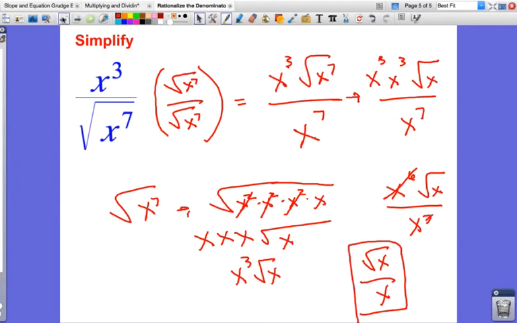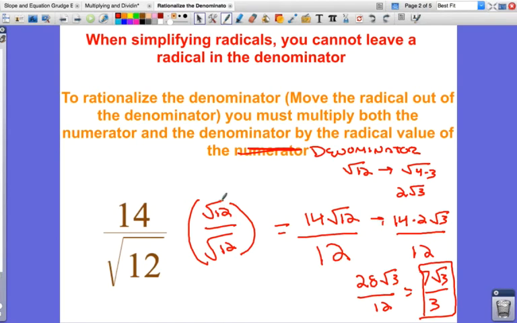Okay, so big thing, you guys, when rationalizing the denominator is just multiply both the numerator and the denominator by the radical value of the denominator. So we're going to multiply by the radical value down here, both of them, and then we're just going to use all the properties we've learned from simplifying afterwards.